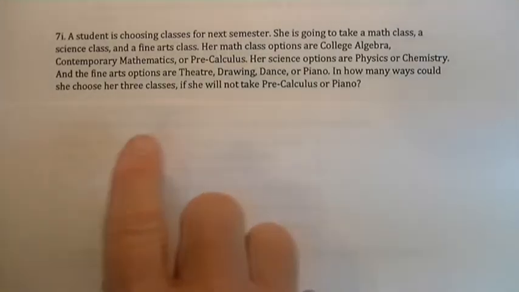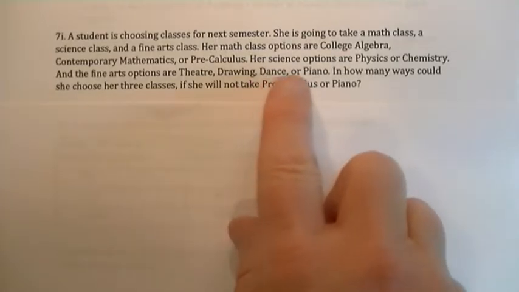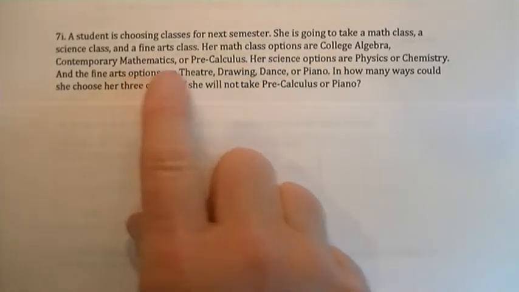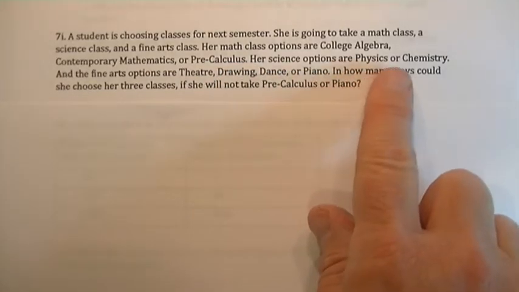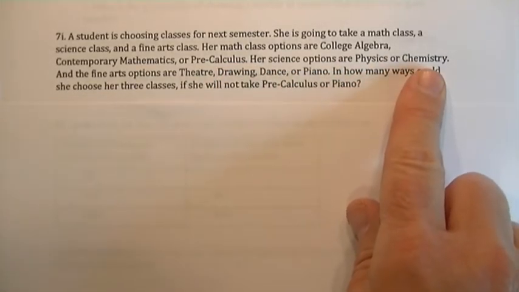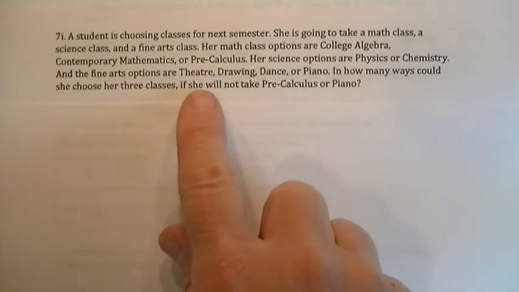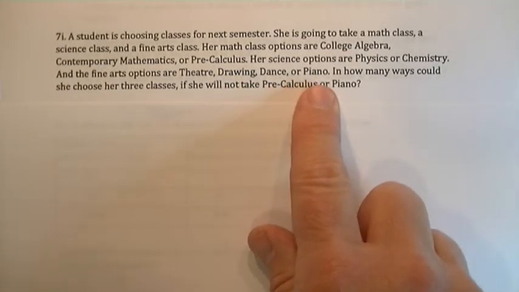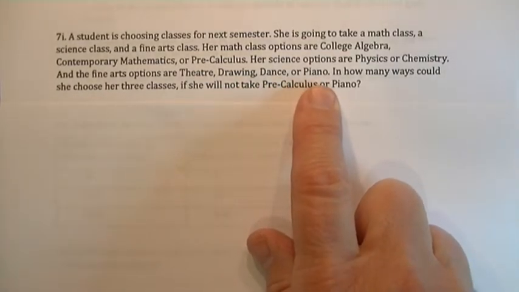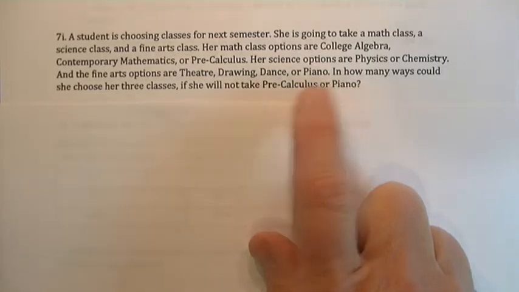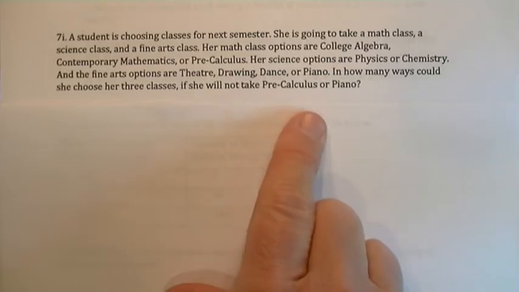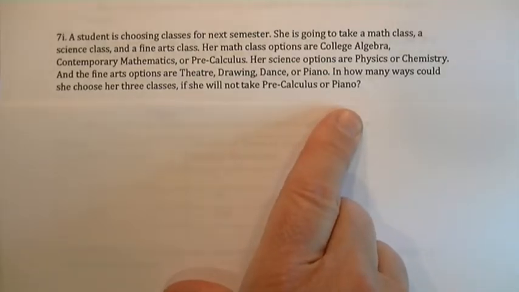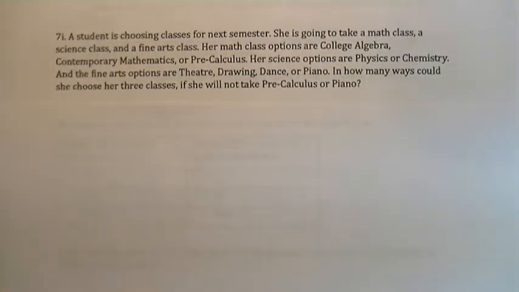And then it goes on to say that in the category of math, she's got college algebra, contemporary math, or pre-calculus as options. Her science options are physics or chemistry, only 2 options there. Fine arts options are theater, drawing, dance, and piano, so 4 options there. Then it asks, in how many ways could she choose her 3 classes if she will not take pre-calculus or piano?